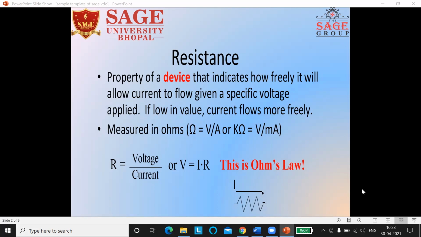It is also expressed as R equal to voltage upon current, where R denotes resistance. And if you express this equation in terms of voltage, V equals I into R. This is the resistance, and these equations arise from Ohm's law. Ohm's law: I equals V by R, so V equals I into R. So this is resistance.